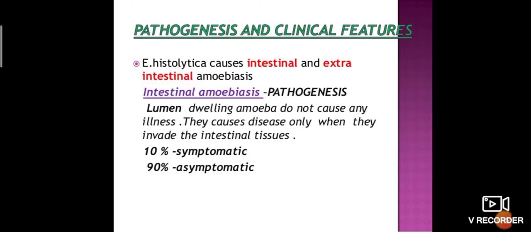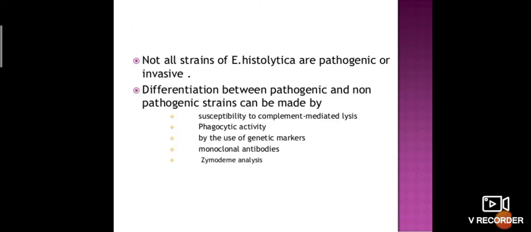Pathogenesis and clinical features. Entamoeba histolytica causes intestinal and extraintestinal amoebiasis. In intestinal amoebiasis pathogenesis, lumen-dwelling amoebae do not cause any illness. They cause disease only when they invade the intestinal tissues. Not all strains of Entamoeba histolytica are pathogenic or invasive.